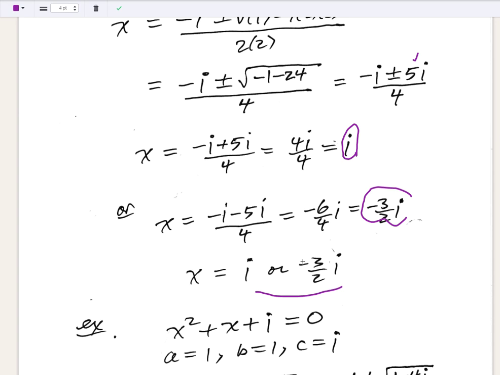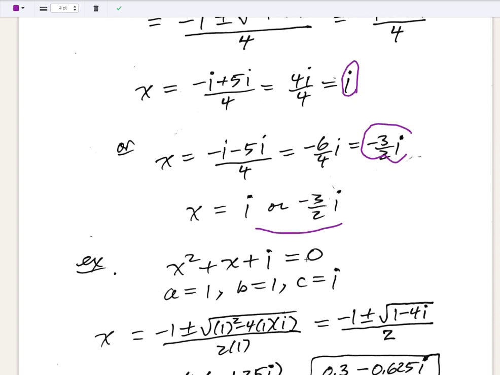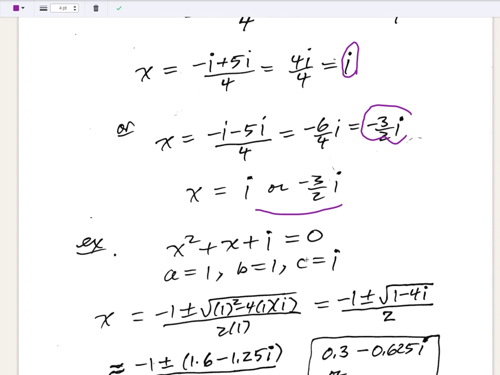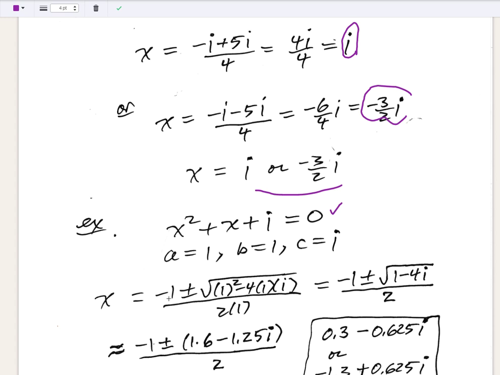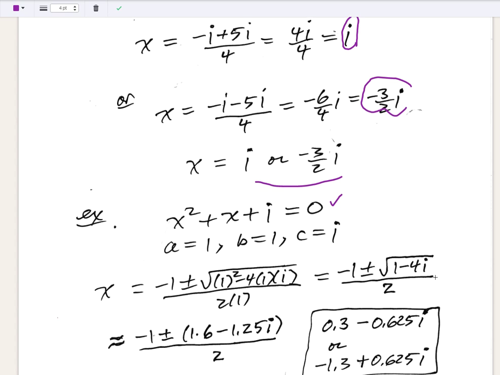Let's take one other example. I'm going to go x squared plus x plus i is equal to 0. You can see that A is 1, B is 1, but C is actually i. Now, put in the numbers. X is negative 1 plus or minus the square root of 1 squared minus 4 times 1 times i, all over 2 times 1. So that's negative 1 plus or minus the square root of 1 minus 4i, over 2.